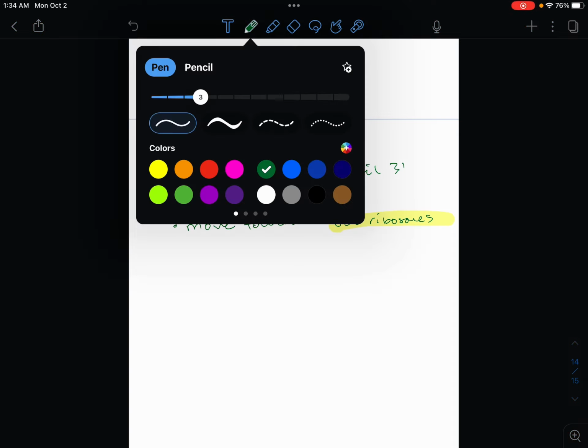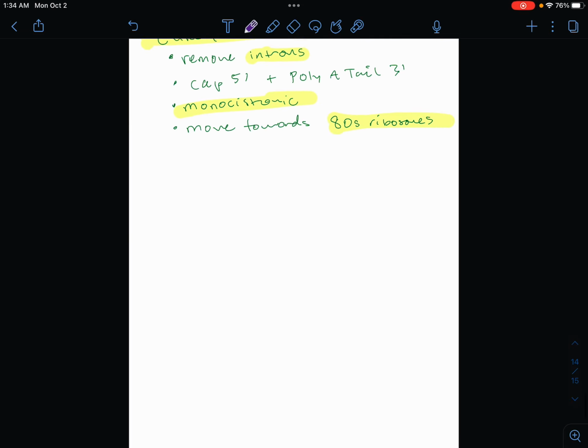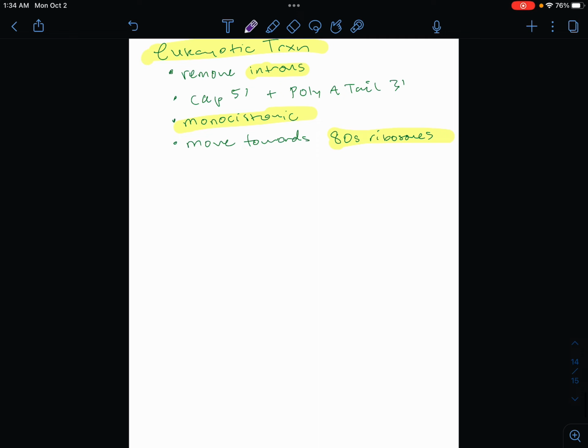All right, let's talk about how the process of DNA to protein in bacteria allows them to easily adapt to the environment.